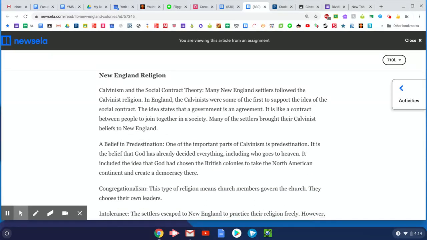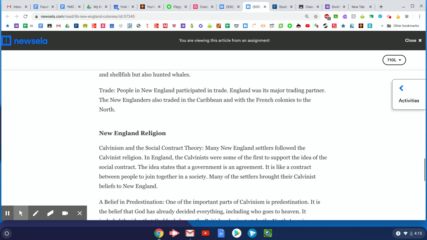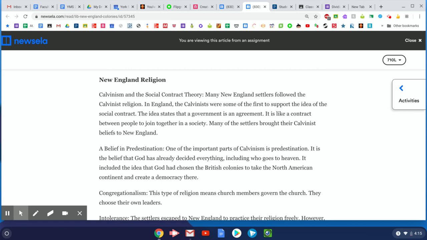This section is called New England Religion. Calvinism and the social contract theory. What is that? That sounds confusing. All right, let's read about it. You see this semicolon there? That means here is what that is. What is Calvinism and social contract theory? It's the following. Many New England settlers followed the Calvinist religion.